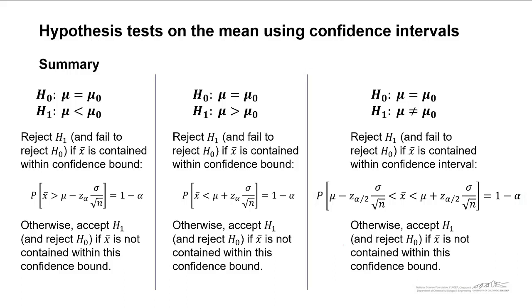Hopefully, this screencast gives you a better idea of how we can perform hypothesis tests on the mean using confidence bounds and confidence intervals. In the next screencast, I'll show you how we can use p-values to perform hypothesis tests, and using p-values is far more common these days than using confidence intervals.